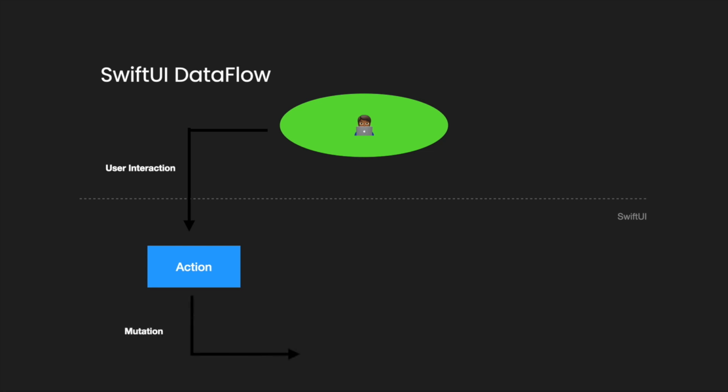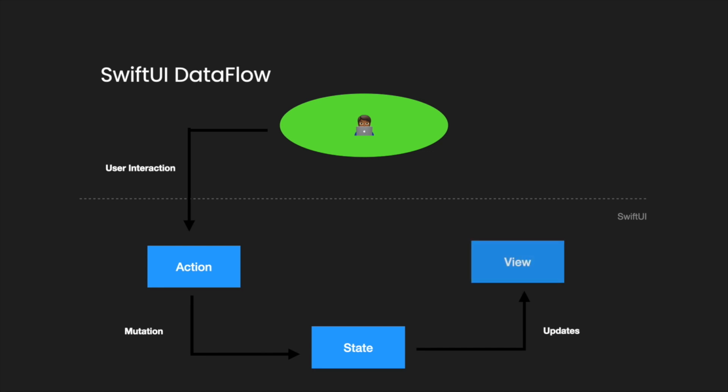mutate that value. Once the value has been mutated and the state has changed, SwiftUI knows that something has changed. So it will update the view, and once the view gets updated, it will then render something new to the user. This new render could be the icon or the toggle changing.